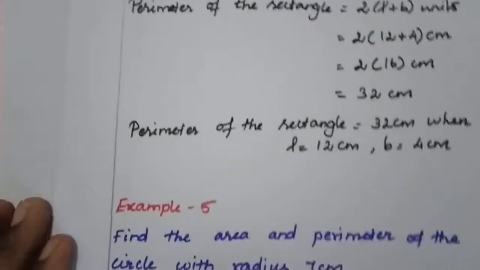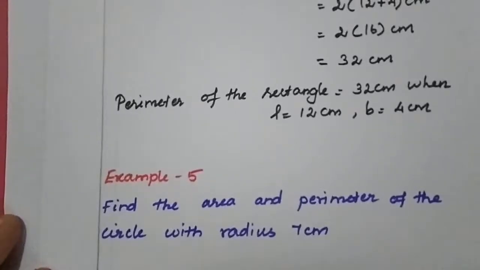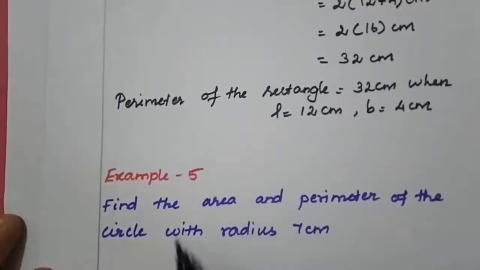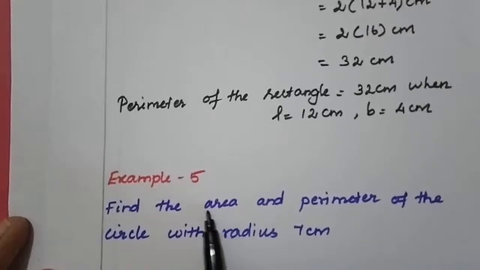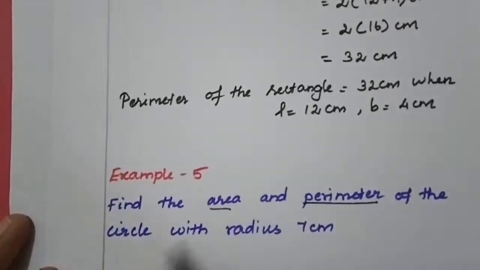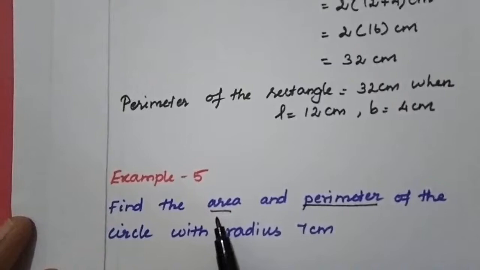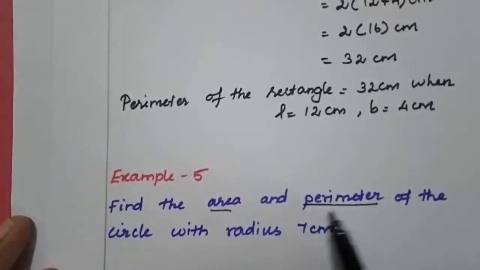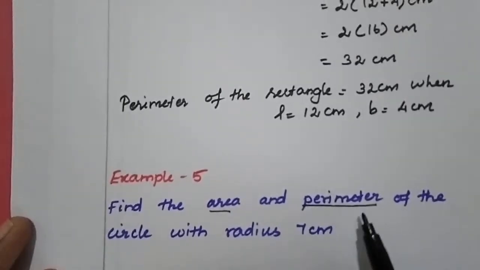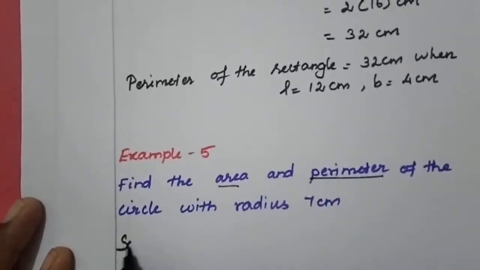The next example. Find the area and perimeter of the circle with radius 7 centimeter. So here they ask you to find the area as well as the perimeter of the circle. What's the formula to find the area of the circle? Yes, very good. Pi r square, square units. What's the formula to find the perimeter of the circle? Yes, 2 pi r units. Let us solve this one.